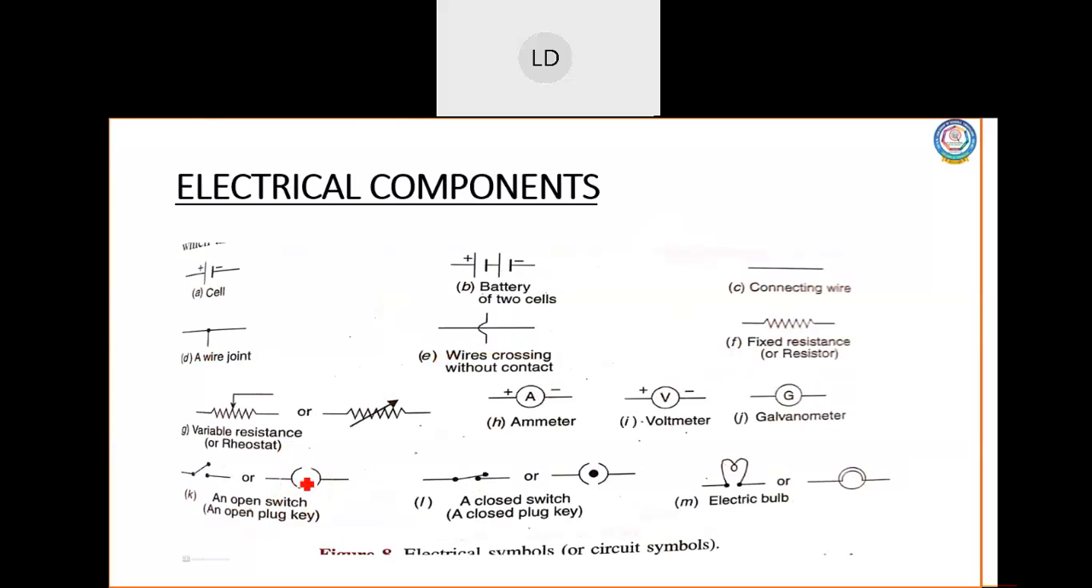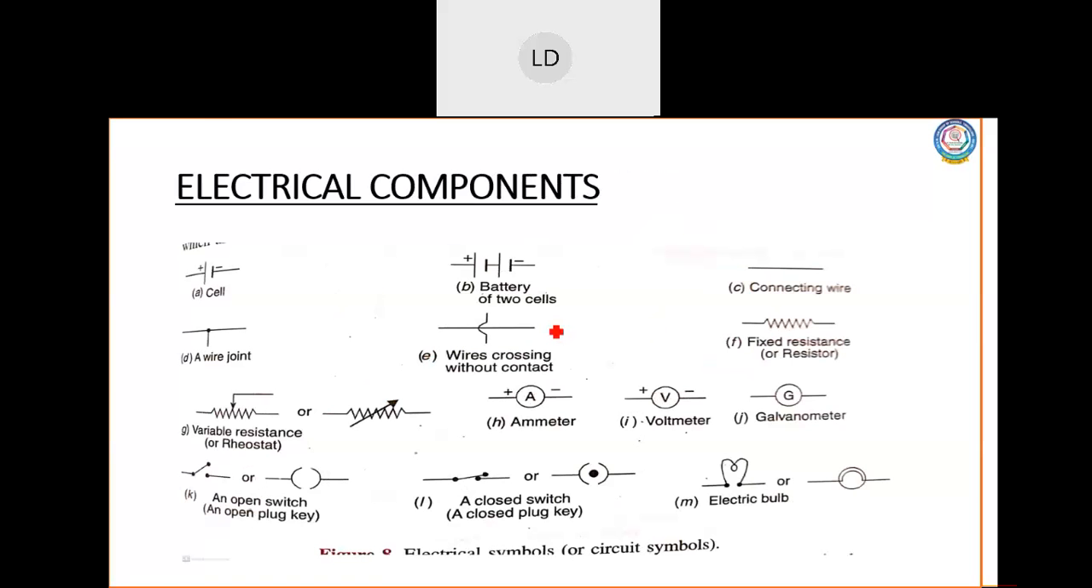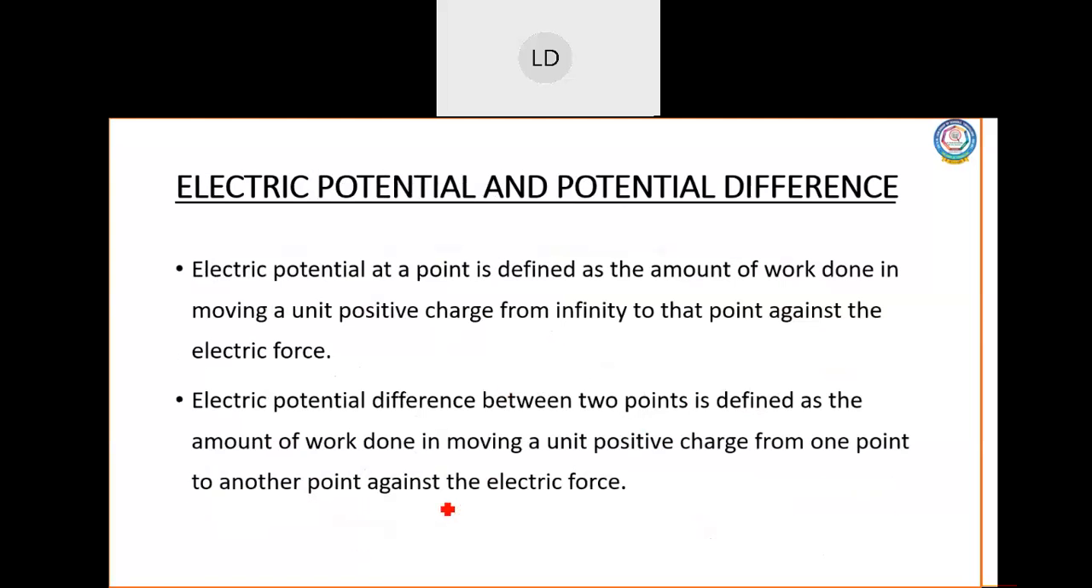Now let's see this. It is an open circuit. The circuit is not closed. Here this is a closed circuit. I have a dot, like how I have a dot here, which means the circuit is closed. So this is a closed plug key, this is an open plug key, and this is a symbol for an electric bulb. So these are some of the electric symbols that are used to detect an electric component in a circuit. Now with this we are moving on to a very important concept called electric potential and potential difference.